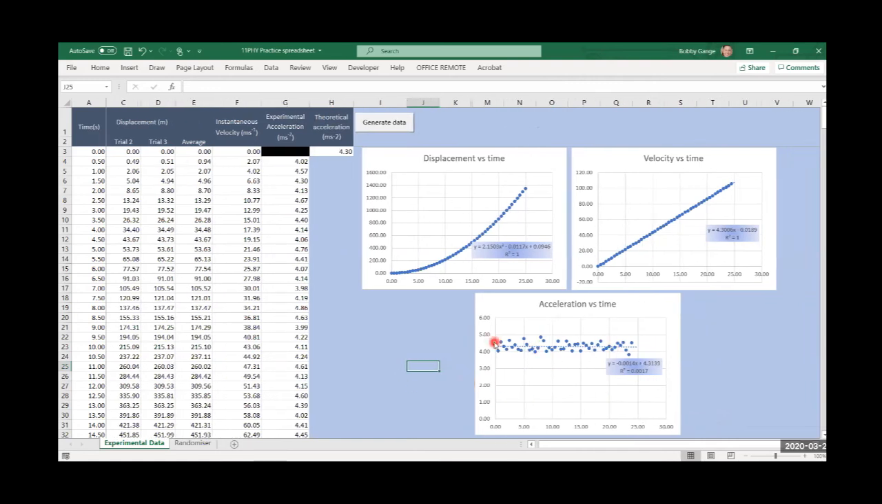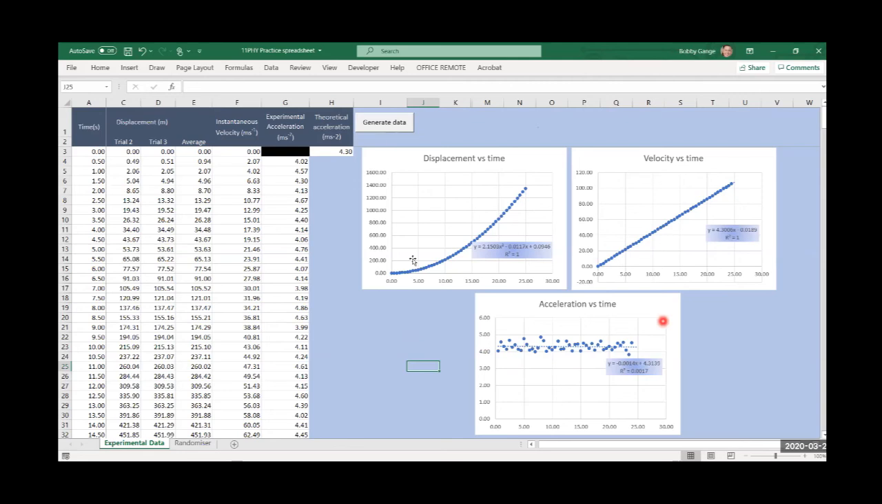It's the y-intercept. The y-intercept of the trend line. This is the y-intercept, okay, 4.3139. If we were to draw a line there, it would intersect at that point, okay? This is our graphical acceleration according to the acceleration versus time graph.